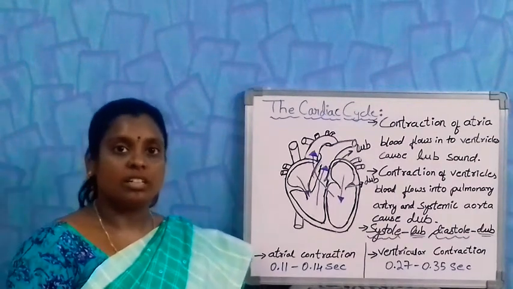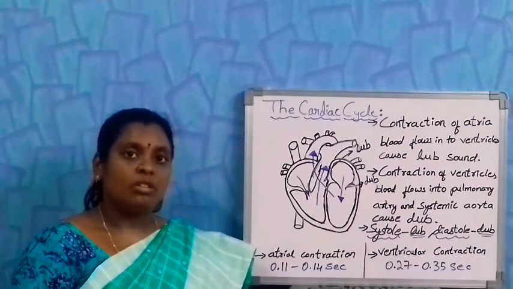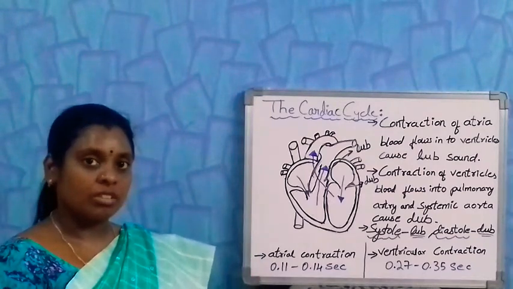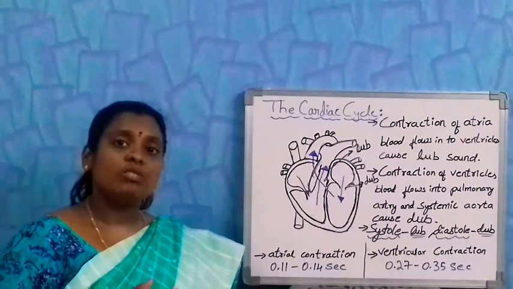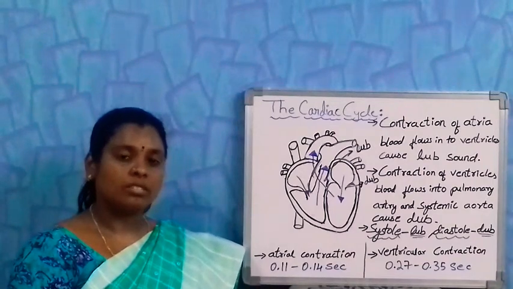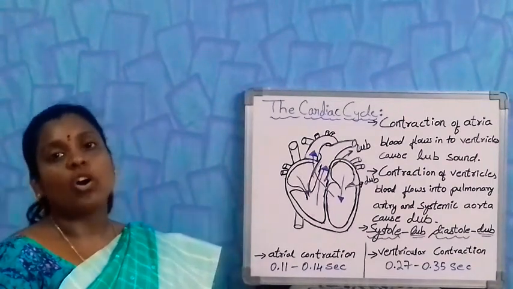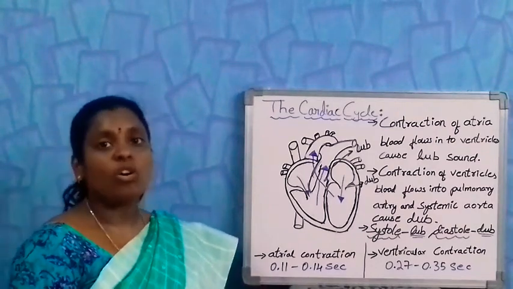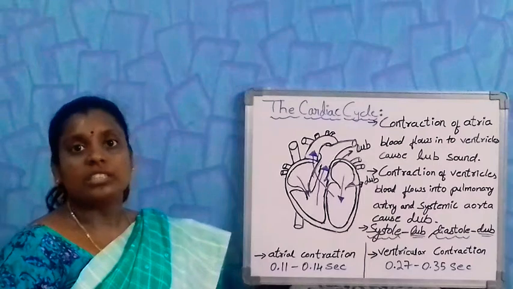Structure of the heart. Today we are going to discuss the cardiac cycle. First of all, what is the cardiac cycle? One contraction and one relaxation of the heart is called the cardiac cycle.